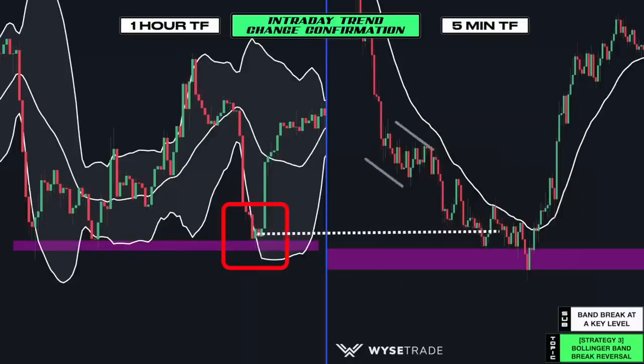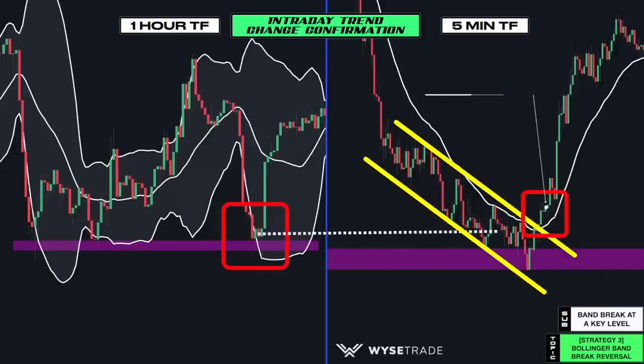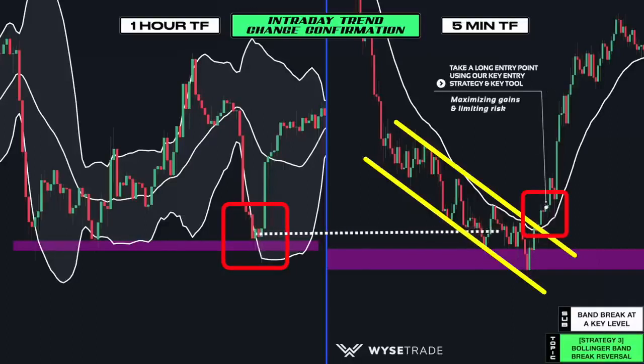In this case here, you had a perfect descending channel pattern form. And once price broke the channel above, making a higher high and breaking above the moving average, this confirms the trend change. You would then take a precision long trade using our entry and exit strategy and key tool.